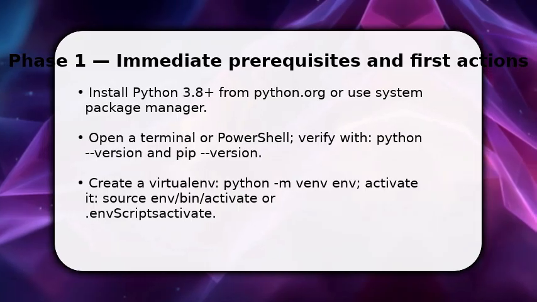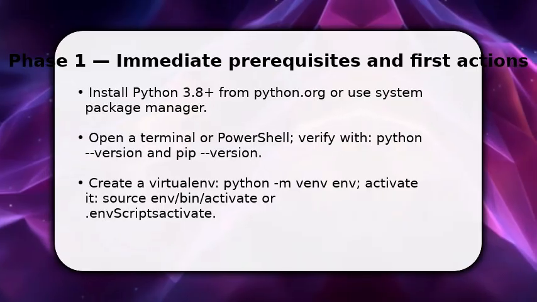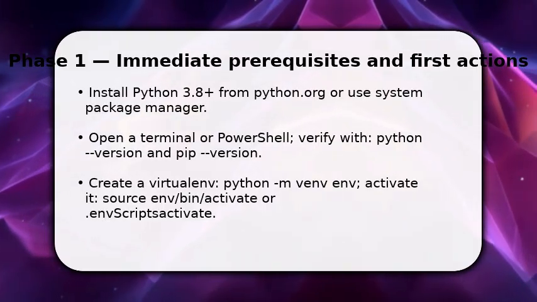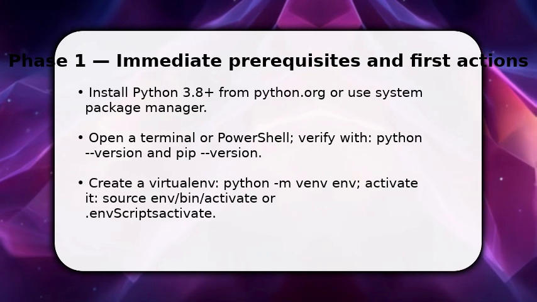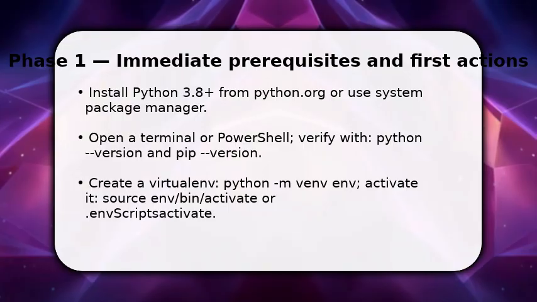Activate that env. On macOS/Linux, use source env/bin/activate. On Windows, use .\env\Scripts\activate, and make sure the prompt changes, because that indicates you're ready to install Jupyter.